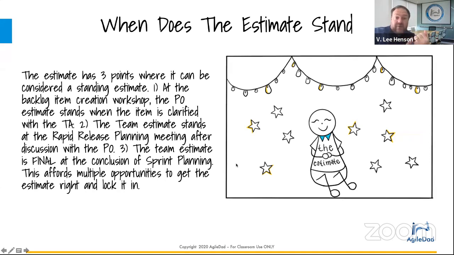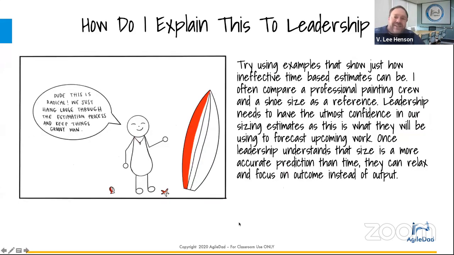We said 3 points where the estimate stands. 1, at the backlog item creation for the product owner. 2, the team's estimate stands at rapid release planning. And 3, the team's estimate is final at sprint planning. That's the crux of the whole situation right here. How do we explain this to leadership? How do we get them to buy in and understand? Sometimes I gotta say, it sounds something like this.